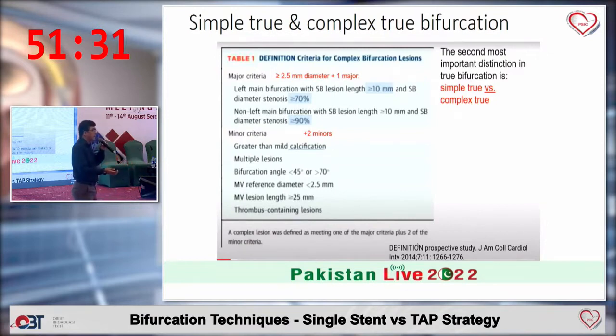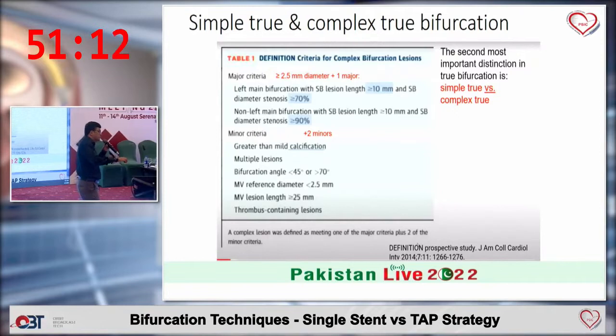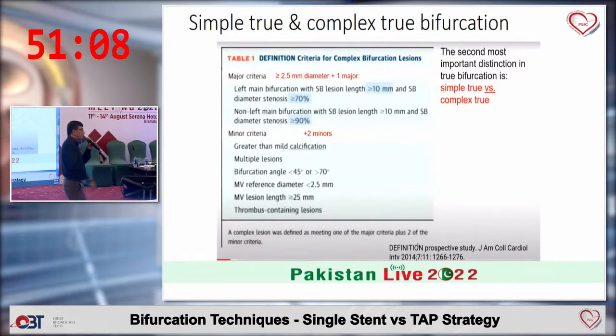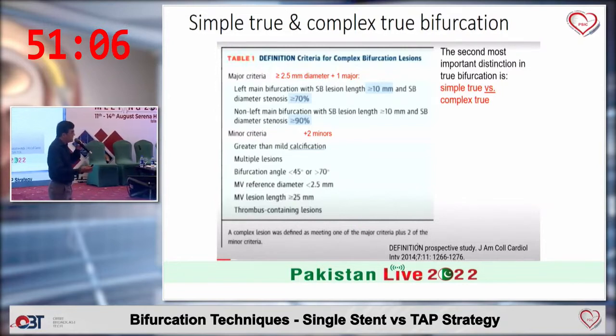For example, the diagonal or the OM branch, if it is the side branch, or even if it's the PDA branch. So this is what we know as complex bifurcation lesions. In complex bifurcation lesions, based on the studies, it's better that you go upfront with a two-stent strategy because the side branch is big, 2.5 millimeter. It is calcific. It has a large disease in the proximal course, more than 10 millimeter. So you may think of going for a two-stent strategy in such cases. Not always, but mostly.